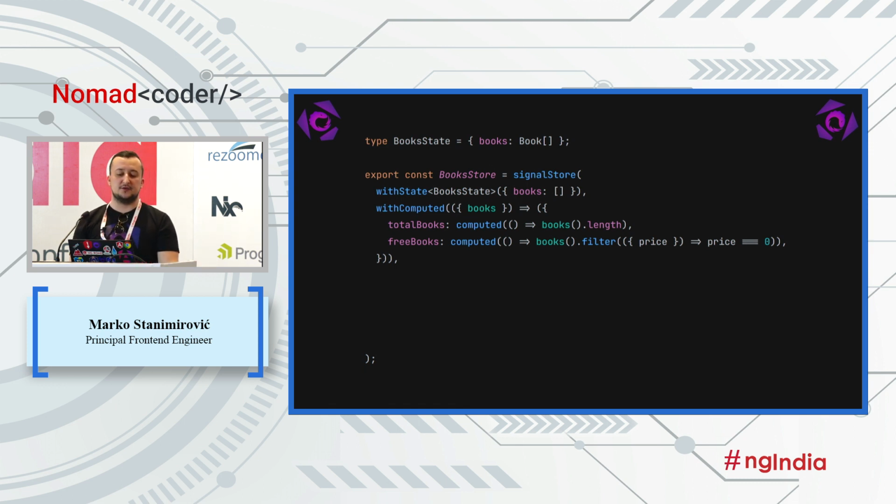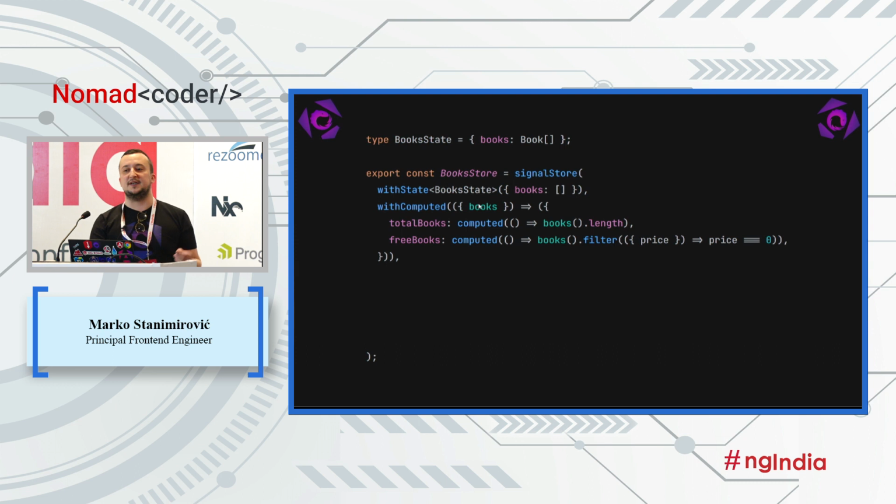And here you can notice one interesting thing. Namely, a withComputed feature accepts a factory function as an input argument. As a result, it expects a dictionary of computed signals. However, here, as an input argument, you can see that we can get books as a property. This books is actually a signal. So what will SignalStore do under the hood? It will automatically generate a signal for each state slice. All we need to do is to define our state slices here. And under the hood, SignalStore will automatically generate signals for each state slice.